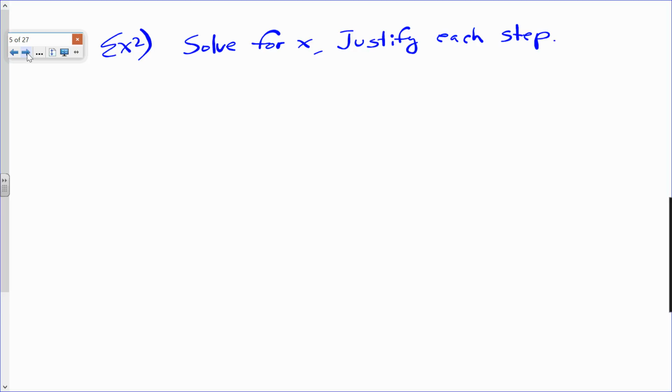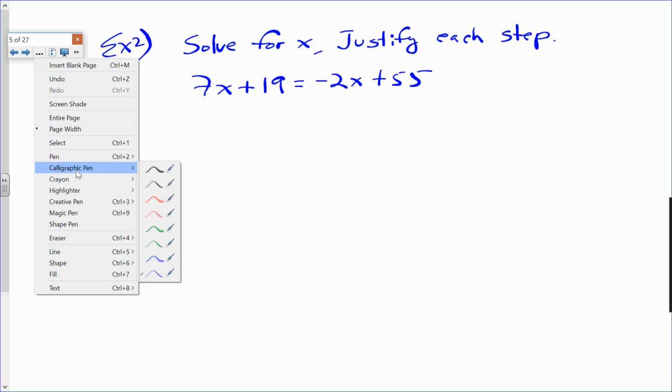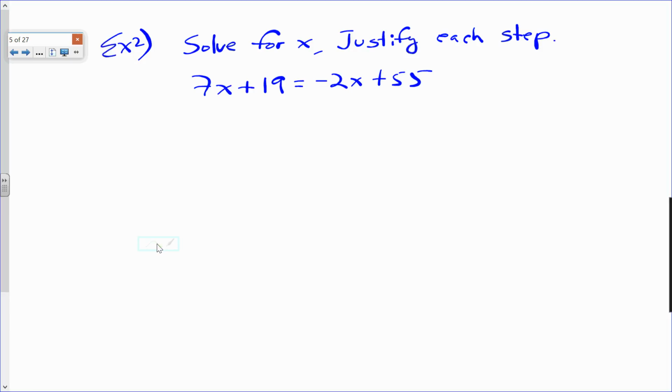Here we go. 7x plus 19 equals negative 2x plus 55. All right, let's do this. What gives me the right to say that equation? What's given. Always start off with what's given. All right.